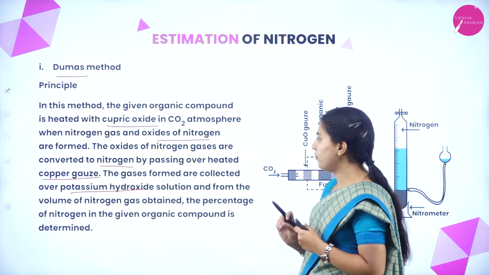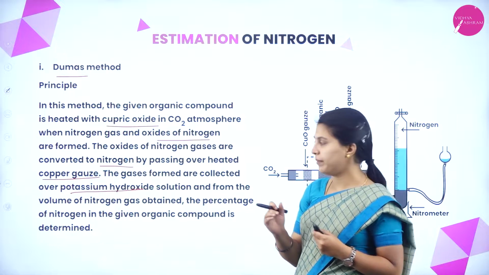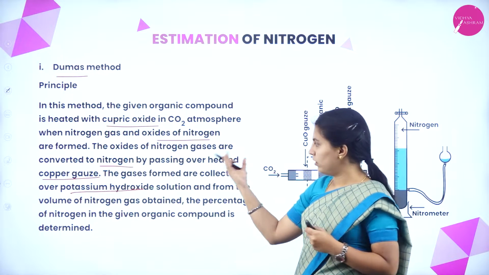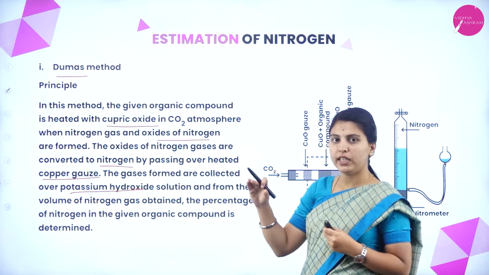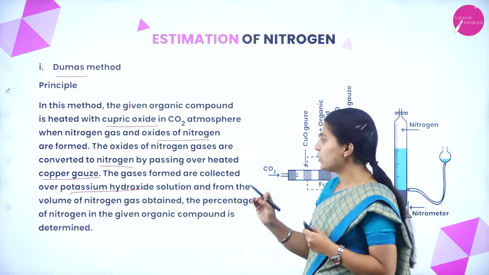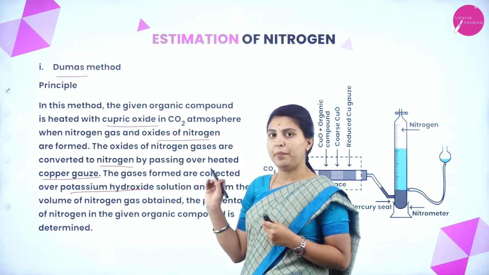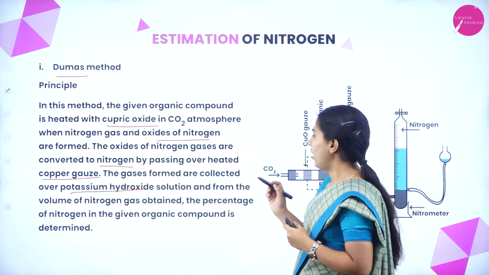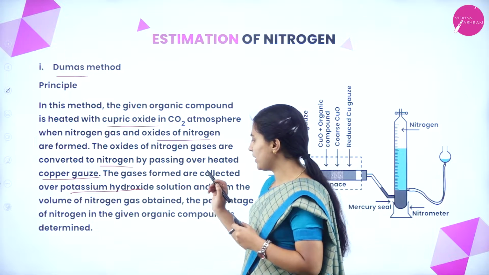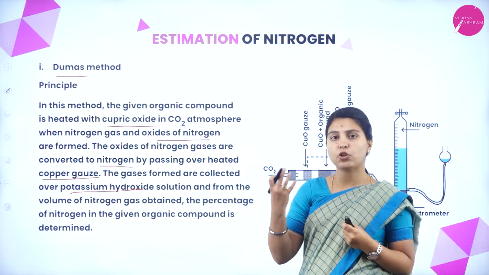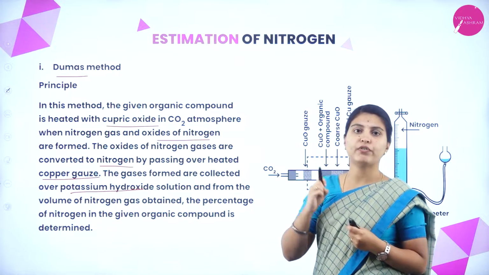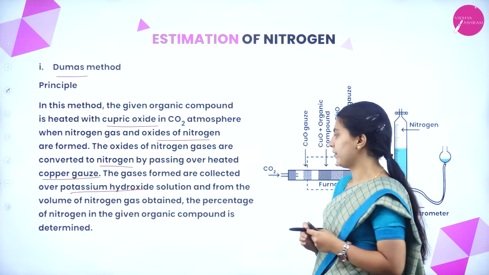The gases formed are collected over potassium hydroxide, that is KOH. And from the volume of nitrogen gas obtained by this method, the percentage of nitrogen will be estimated.